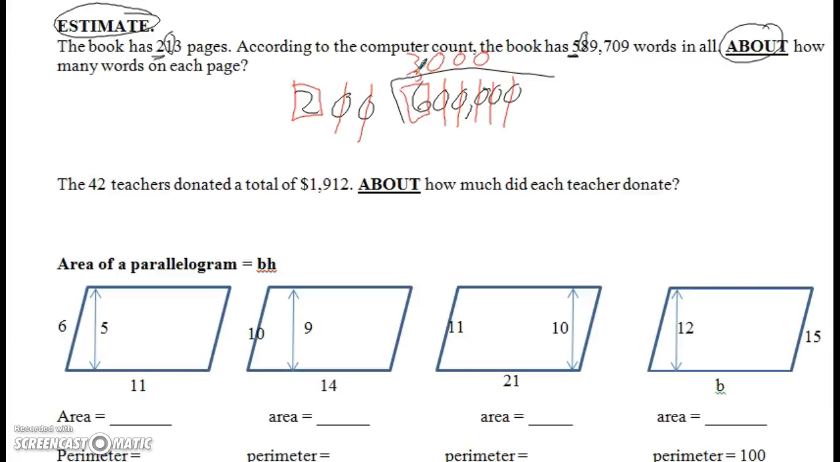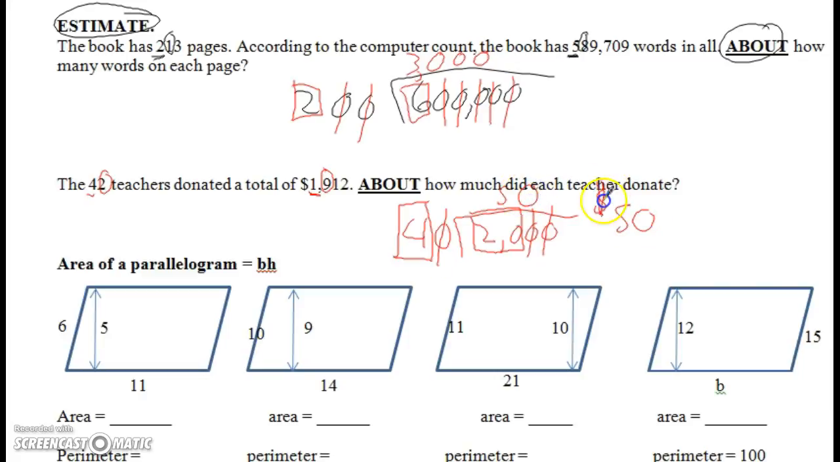About how much did each teacher donate? Same thing. Going to the highest place. Because if I just round it to 1,900, that's not going to be very pretty for rounding when I want to do the division. So I got $2,000. When I round off 42, that's going to go to 40. Number of 4s in 2, can't do that. 4s in 20 goes 5. 1, 2, 1, 2. Oh, so each teacher gave about 50 bucks.